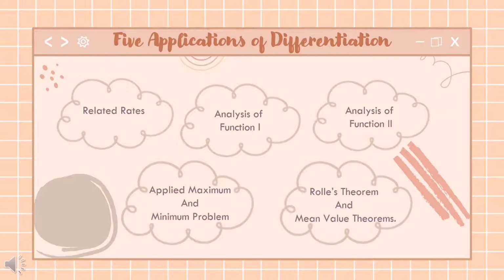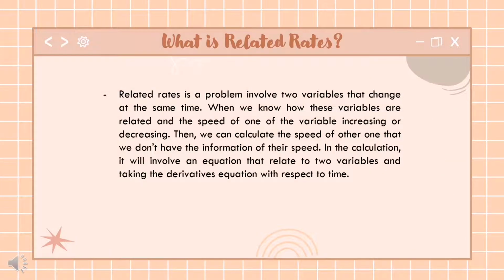In this video, we're going to discuss one of the applications of differentiation, which is related rates. So, what is related rates? Related rates is a problem involving 2 variables that change at the same time. When we know how these variables are related and the speed of one of the variables increasing or decreasing, then we can calculate the speed of the other one that we don't have information on. In the calculation, it will involve an equation that relates the 2 variables and taking the derivative of the equation with respect to time.